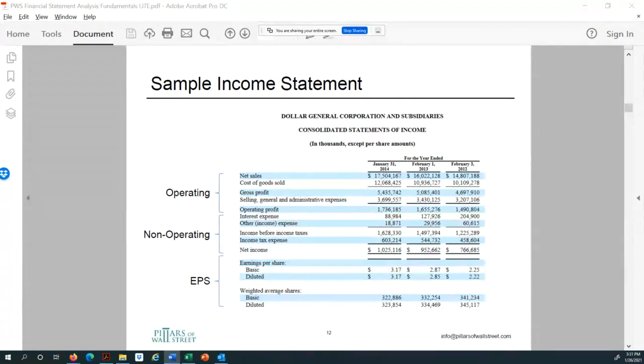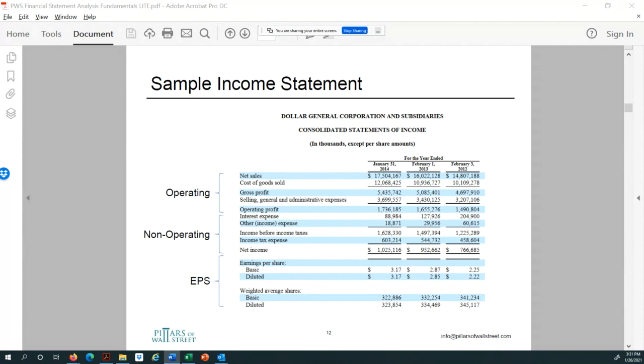Now, something important to keep in mind here from a share count perspective as well. EPS at the bottom, earnings per share, how do we define that? Earnings per share is net income divided by the WASO, the weighted average shares outstanding. Again, EPS equals net income divided by WASO, because we need to compare net income over a period of time with the average share count outstanding over that same time period.